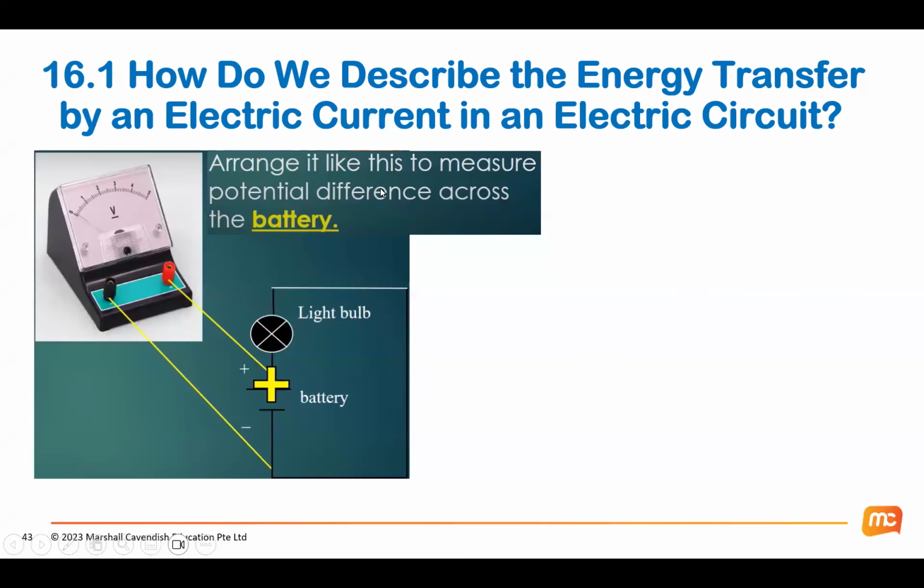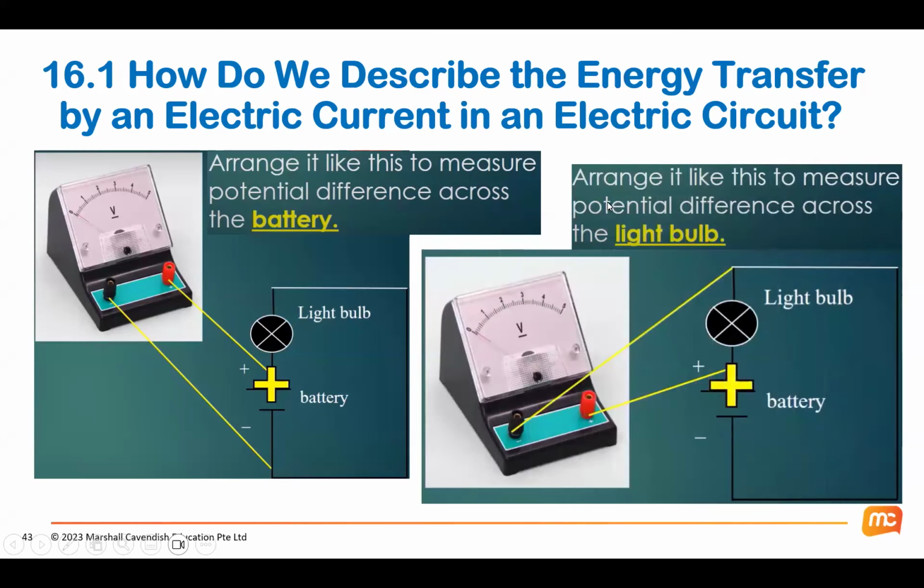So if I want to measure the EMF, I will need to connect the voltmeter in parallel to the battery. I use 2 separate wires out of the battery, the plus side to the plus side, the minus side to the minus side, like this. I form a separate loop. This is connecting in parallel. I can put it beside the battery. I just form another loop out from the battery.